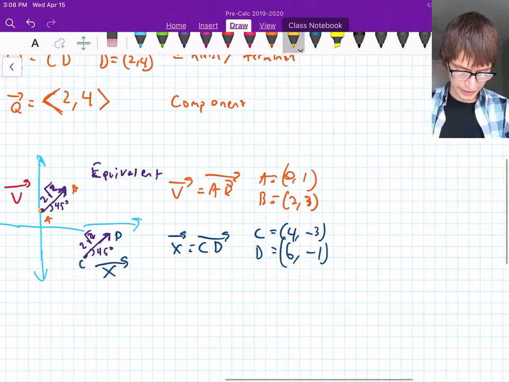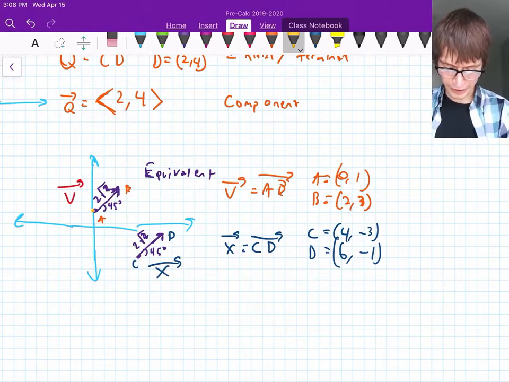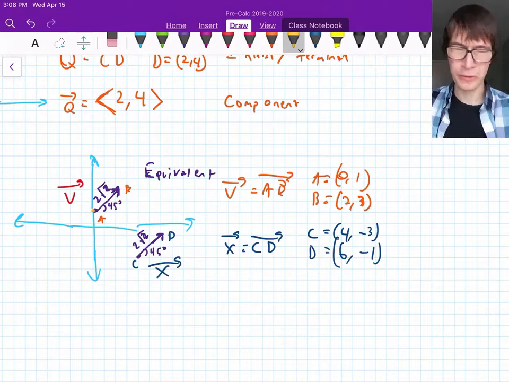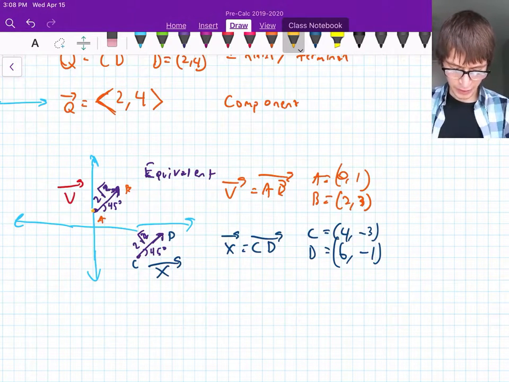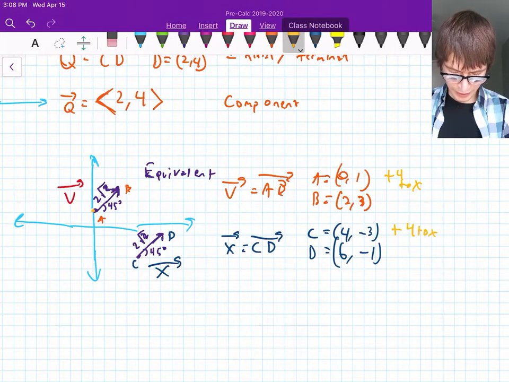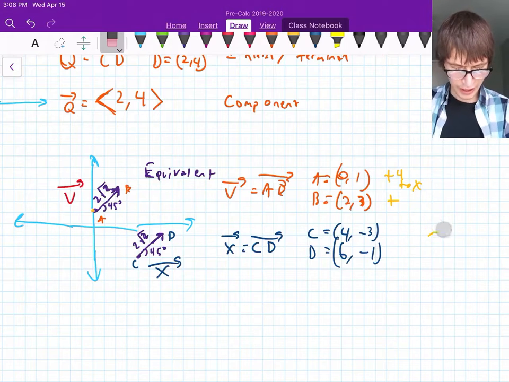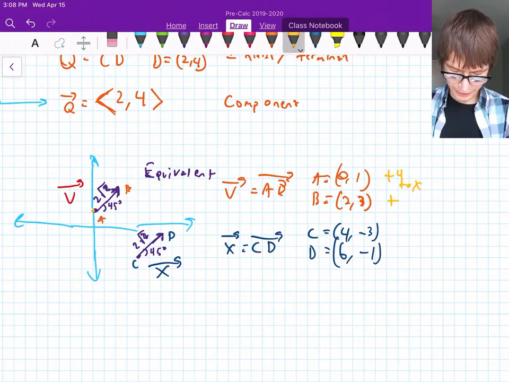Or on the right side, you can say that A equals 0, 1, and C equals 4, negative 3. I want to move it to the right by 4 to get it. So I want to add 4 to the x. I'm going to add 4 to the x here. I won't add 4 to the x's in the bottom; I want to leave the second one alone. I'll add 4 to the x's of A and B.